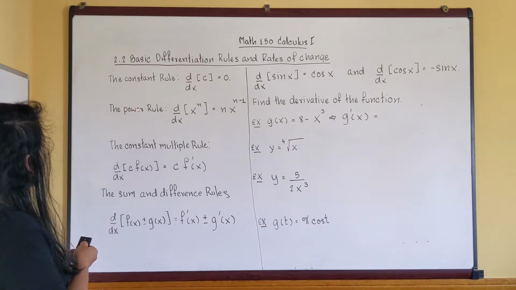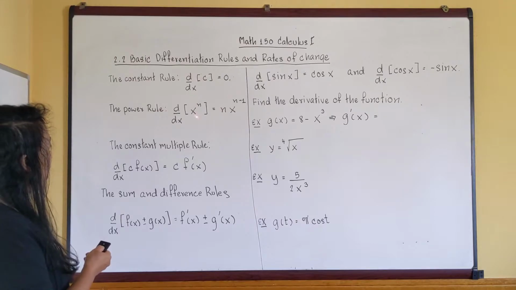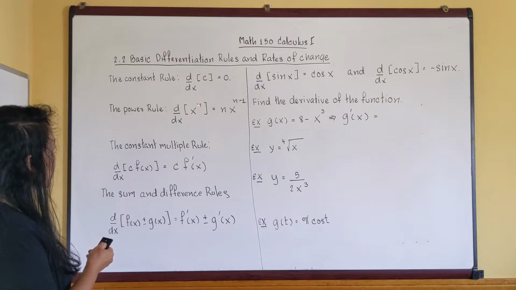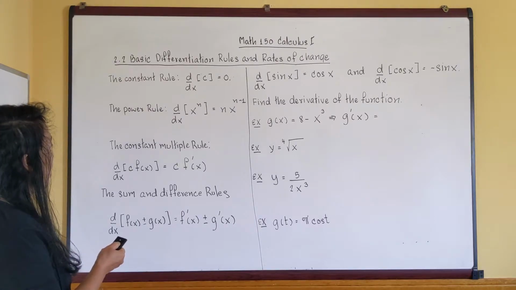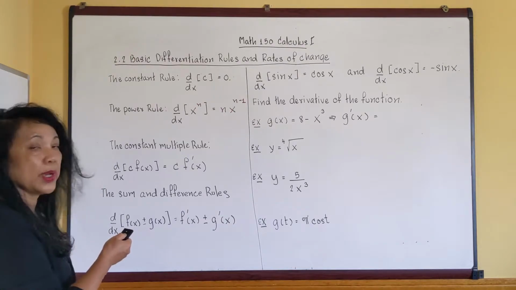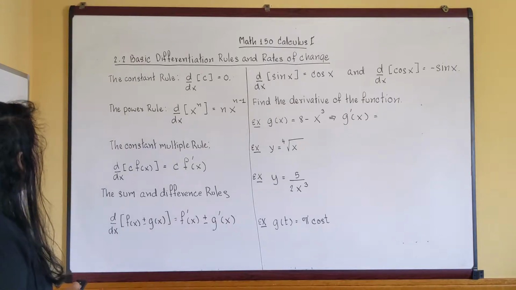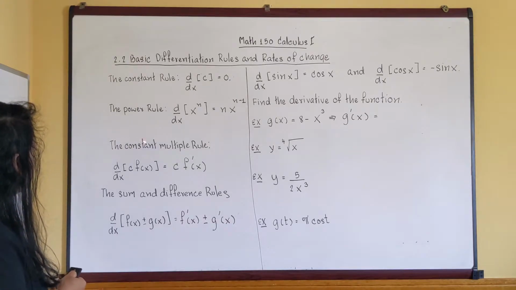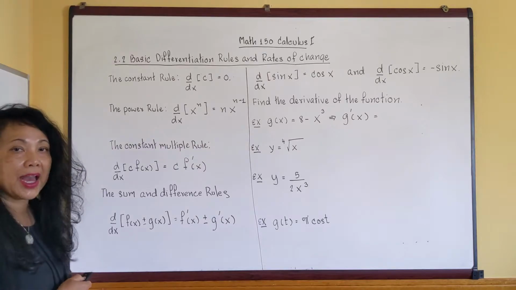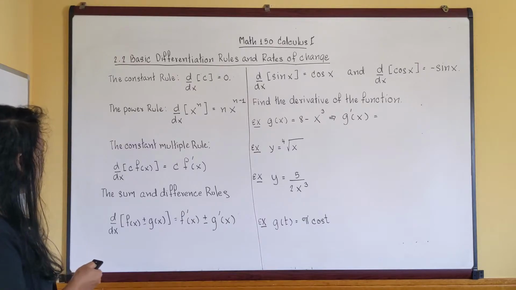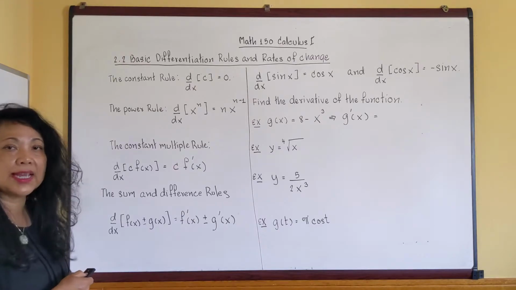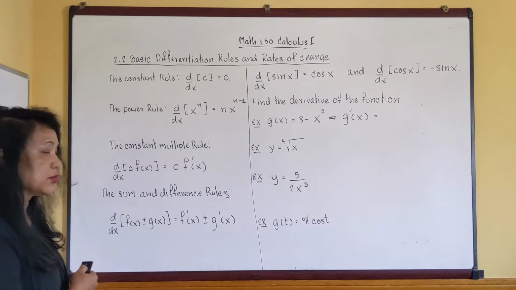The second rule is called the power rule. If you have a variable raised to some power, then when you take the derivative, you bring the exponent up front, and the power is reduced by 1. The next rule is called the constant multiple rule. If you have a constant times a function, when you take the derivative of the function, you can leave the constant alone and take the derivative of the function.